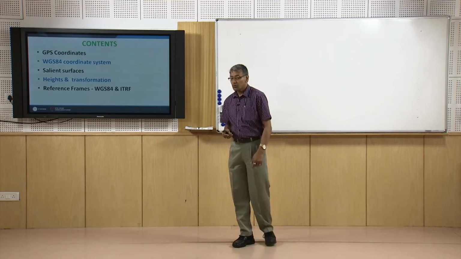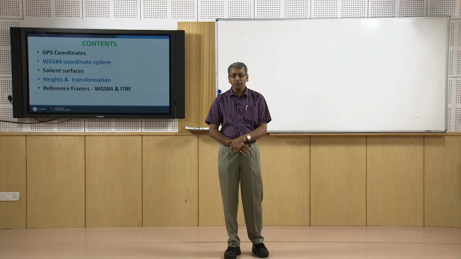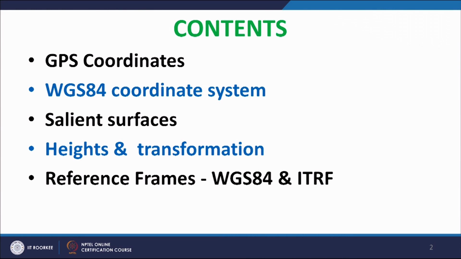Now this class will be dealt with under the following heads: GPS coordinates, then the coordinate system in which GPS provides us the coordinates, then some salient surfaces with respect to which we measure the height of any point on the surface of the earth, then different types of heights and their transformation to each other, and finally the reference frame. This is required for precise measurement of position.